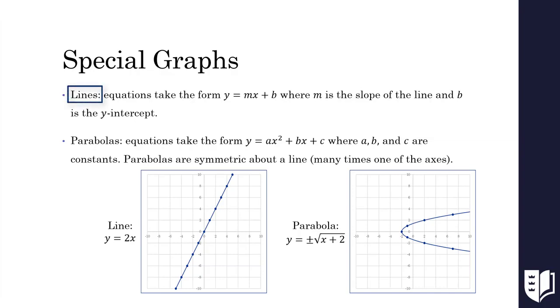Lines have equations of the form y equals mx plus b, where m is the slope of the line and b is the y-intercept. Below we have the line y equals 2x, where 2 is the slope and the intercept is the origin. Parabolas have equations of the form y equals ax squared plus bx plus c, where a, b, and c are constants. Parabolas are symmetric about a line. Below we have the parabola y equals plus or minus the square root of x plus 2. This parabola is symmetric about the x-axis.